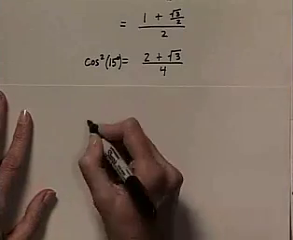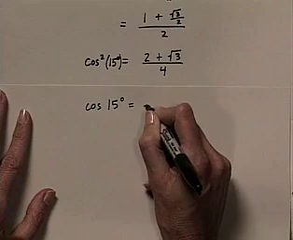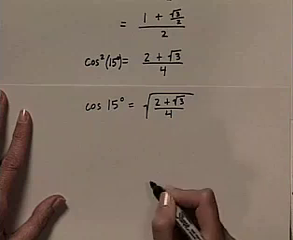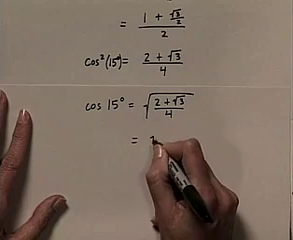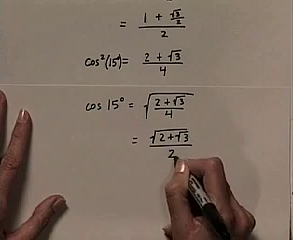And we're going to do that next and write it down as the cosine of 15 degrees is equivalent to the square root of 2 plus the square root of 3, all divided by 4. Or we can rewrite that as the square root of 2 plus the square root of 3 divided by the square root of 4, which is 2.